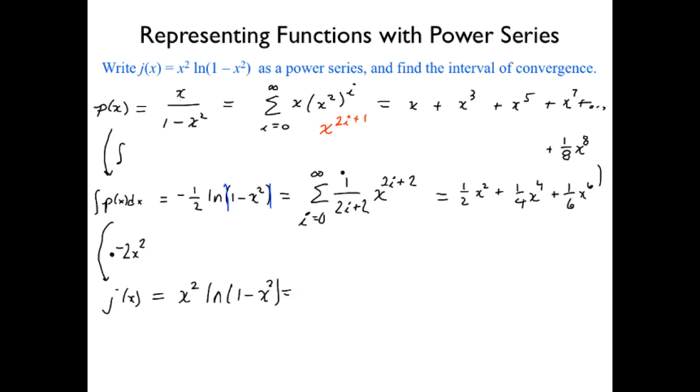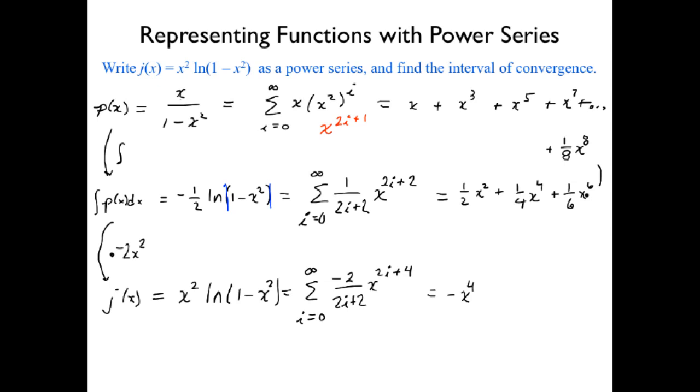So times negative 2x squared. So we'll put the negative 2 on top of this fraction. There's the negative 2. And then x squared will do what to this? X to the 2i plus 4. 2 more x's on every term, right? So we're going to add 2 to the exponent because we're multiplying by x squared. And then our terms will be negative x to the 4th.